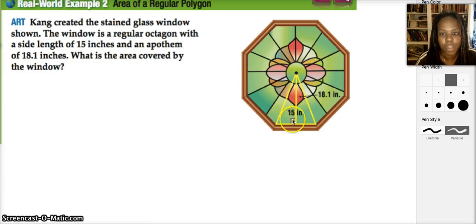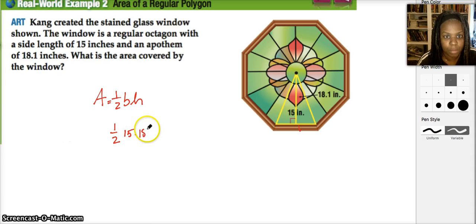So if you look at the situation here, the apothem is the height of that one triangle. What else did they give us? An apothem of 18.1 inches. And the base is 15. Well, I think you guys see what's happening. If we find the area of this triangle and we know that there are 1, 2, 3, 4, 5, 6, 7, 8 of them, we're going to find the area of the triangle multiplied by 8. So the area of a triangle is 1/2 base times height. The base in this case is going to be 15. The height is 18.1.